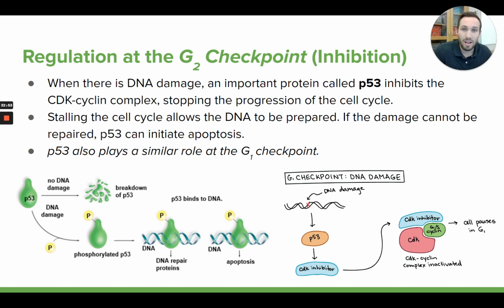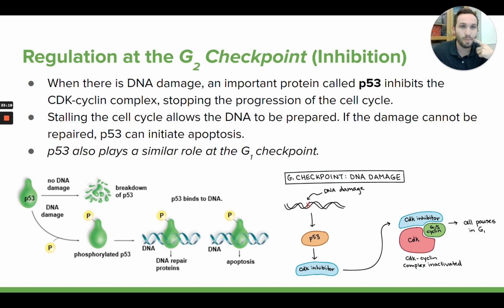If it finds damage in the DNA, it'll go ahead and cause the CDK and cyclin to be inhibited. It'll find the CDKs and the cyclins and inhibit them from progressing the cell through the cell cycle, which is a good thing. If this protein finds damage in your DNA, it needs to stop the cyclins and CDKs from turning on proteins to progress you through the cell cycle.